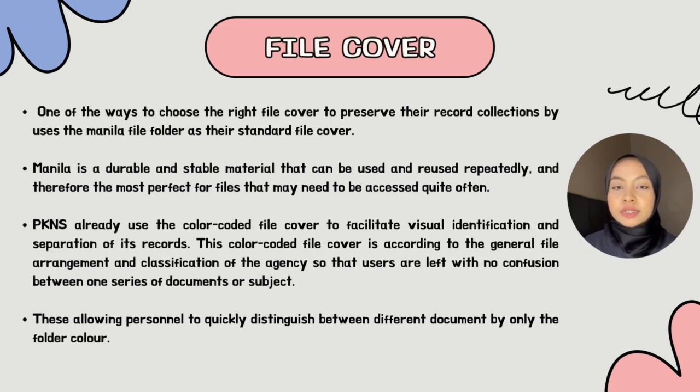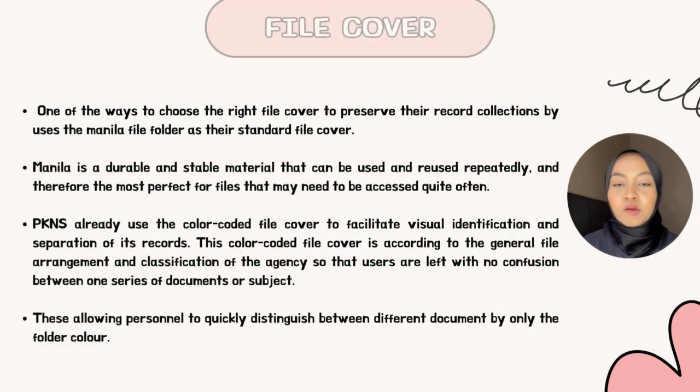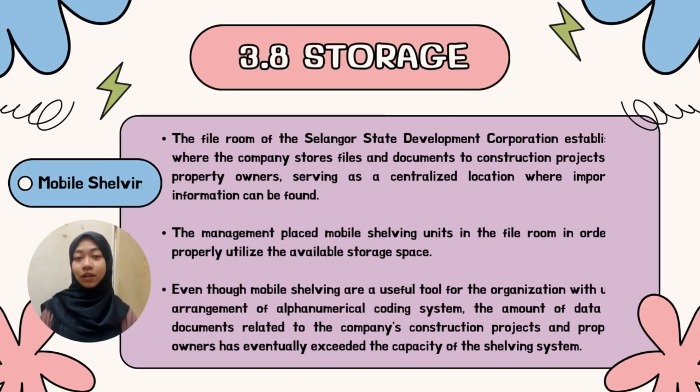PKNS already uses color-coded file covers to facilitate visual identification and separation of its records. This color-coded file cover is according to the general file arrangement and classification of the agency, so that users are left with no confusion between one series of documents or subjects. This allows personnel to quickly distinguish between different documents by color alone.